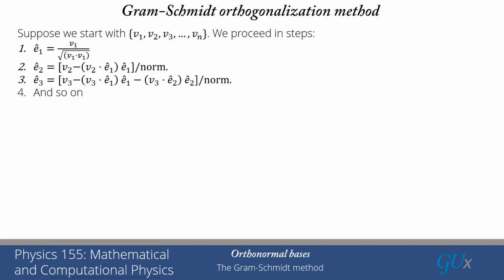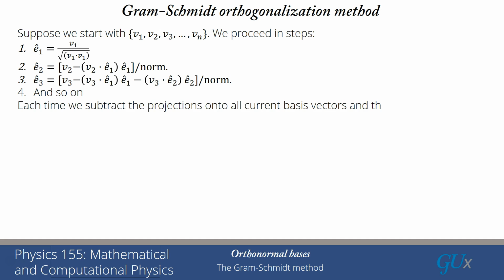And then you do the same thing on and on again. So e4 would be v4 minus the projection of v4 on e1, and then minus the projection of v4 on e2, and then minus the projection of v4 on e3, and so forth. And then once I've removed all of those projections, we then normalize the final result. And each time we subtract the projections onto all of the current basis vectors, and then we normalize at the end to make a unit vector.